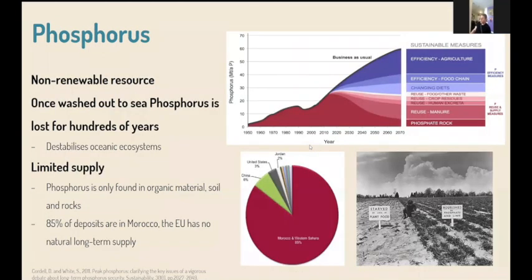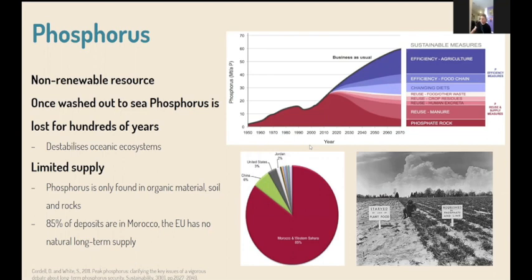Another important component of fertilizer in agriculture is phosphorus. It's one of the main three: nitrogen, phosphorus and potassium. I'm just going to cover nitrogen and phosphorus in this one. The most important thing is it's a non-renewable resource. It's mainly found in rock in the ground that is mined, processed, and then shipped around the world. It uses a lot of fossil fuels in mining and processing it.